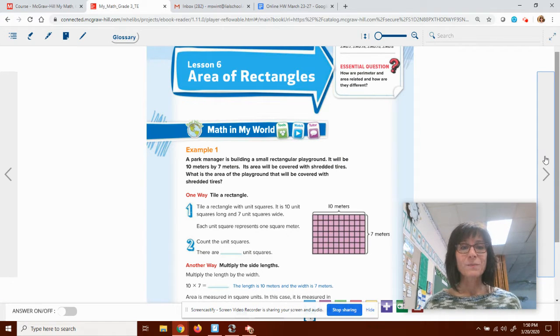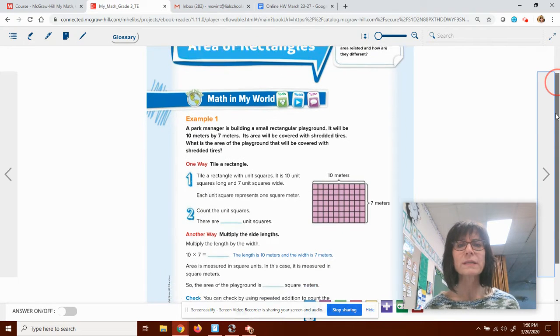All right, let's get down to business. Area of rectangles. Example 1. A park manager is building a small rectangular playground. It will be 10 meters by 7 meters. Its area will be covered with shredded tires. What's the area of the playground that will be covered with the shredded tires?